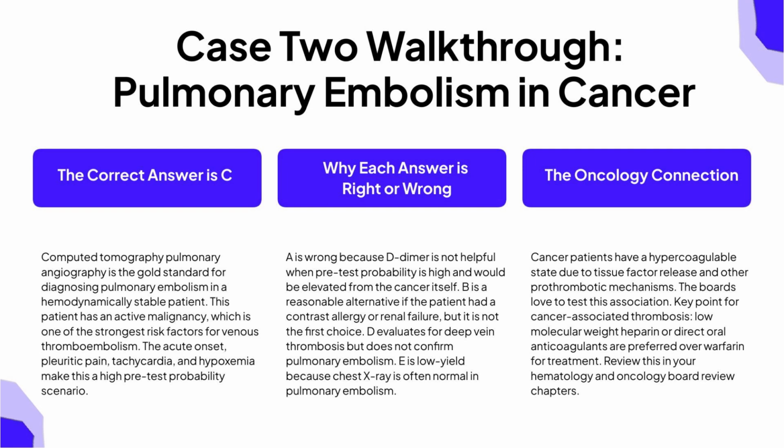Let me walk you through the distractors. Choice A, D-dimer, is not helpful here because pretest probability is high and cancer alone can elevate D-dimer. Choice B, ventilation perfusion scan, is an alternative if the patient has a contrast allergy or kidney problems, but it is not the first choice. Choice D evaluates for deep vein thrombosis, but does not confirm what is happening in the lungs. And choice E, chest X-ray, is usually normal in pulmonary embolism and would delay diagnosis.